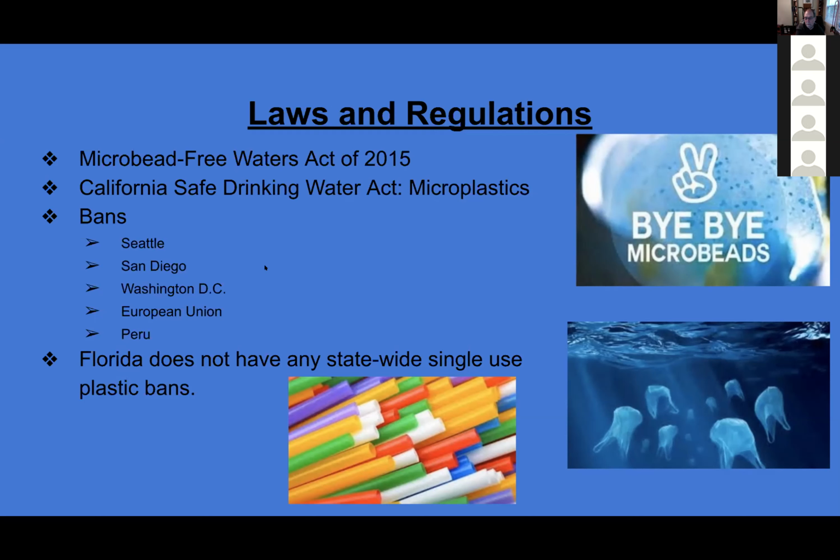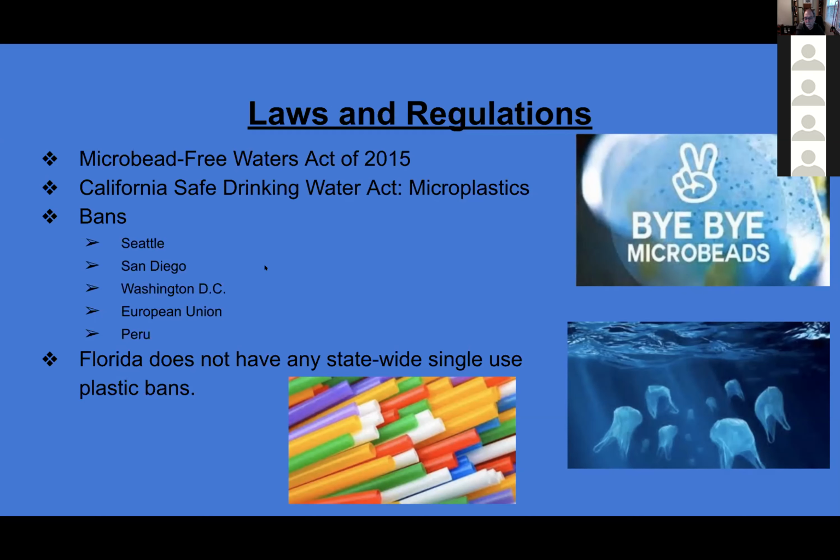And some bans that have been instituted that help prevent microplastics from entering the ocean: Seattle, Washington, in 2018 became the first city in America to ban plastic utensils and straws in bars and restaurants. San Diego, California banned styrofoam food and drink containers in 2019. Washington, D.C. banned plastic straws on January 1st, 2019.